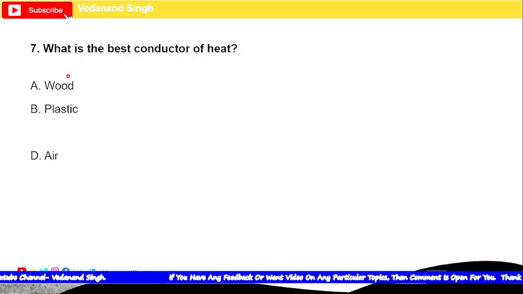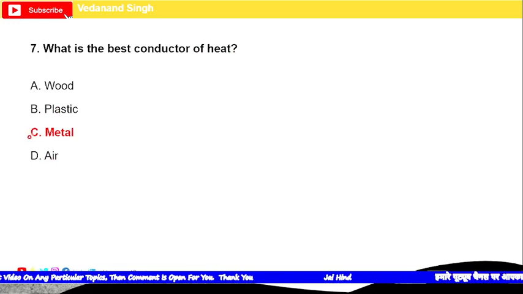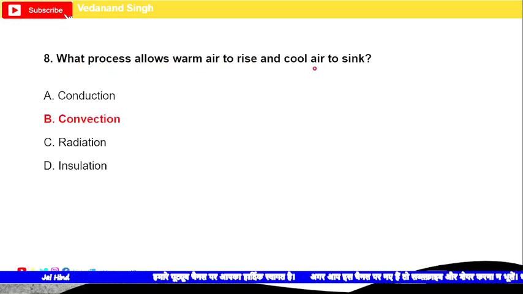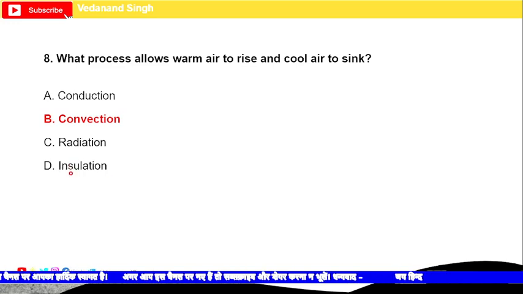The next question is, what is the best conductor of heat? The options are wood, plastic, metal, air. Among these options, C is the correct option, that is metal. The next question is, what process allows warm air to rise and cool air to sink? The options are conduction, convection, radiation and insulation. Option B is the correct option, that is convection.